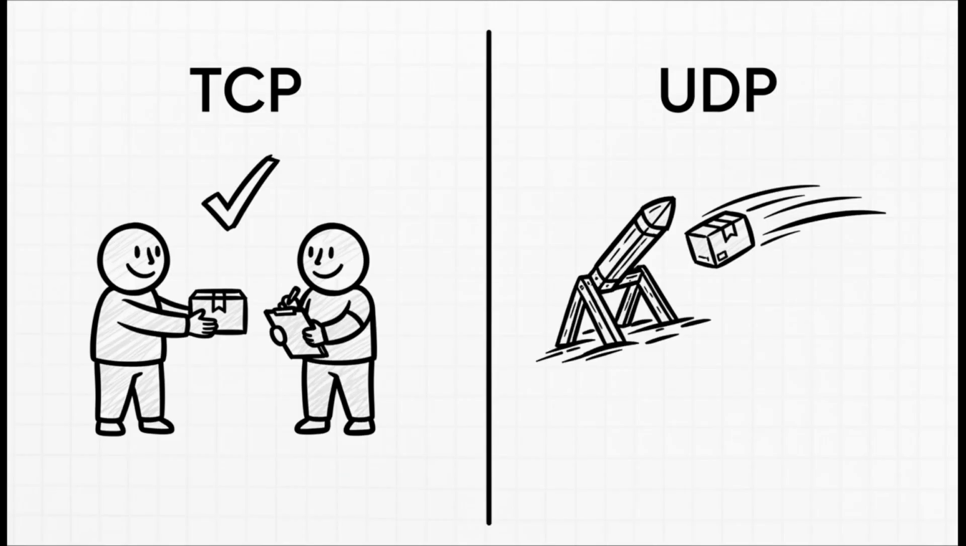First, there's TCP. This is like sending a registered letter. It's super reliable, it makes sure every single piece gets there, and it even asks for a signature to confirm it. Then you have UDP. This one's the speed demon. It's all about getting the data there as fast as possible, but it doesn't really double-check if everything arrived okay.